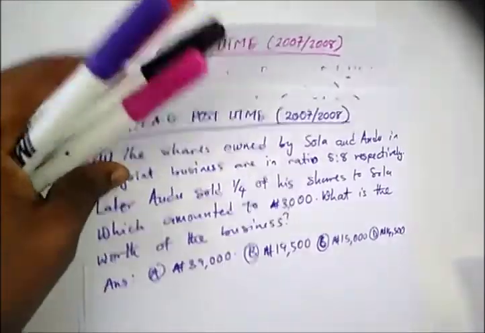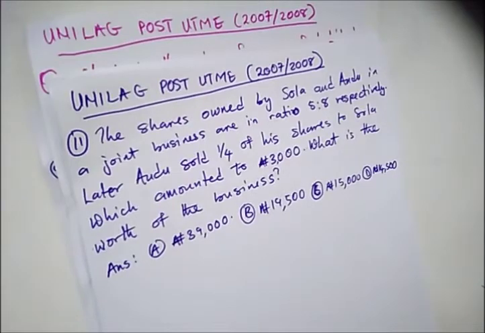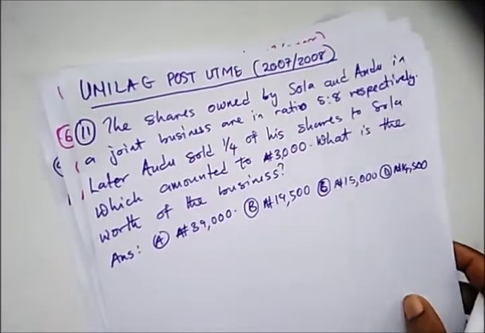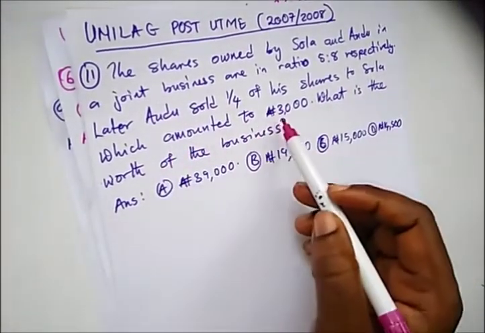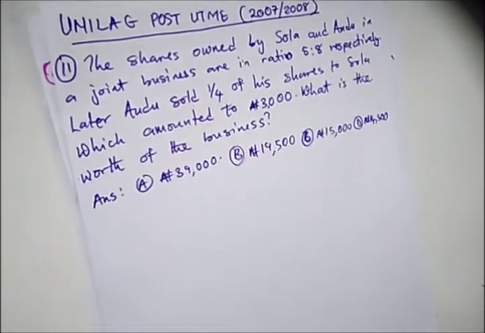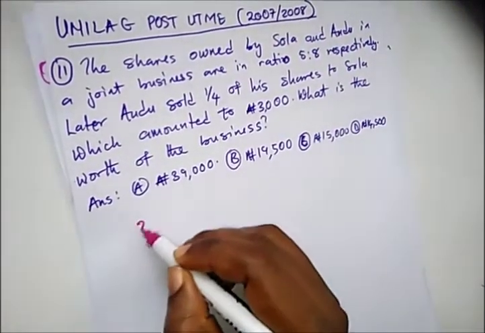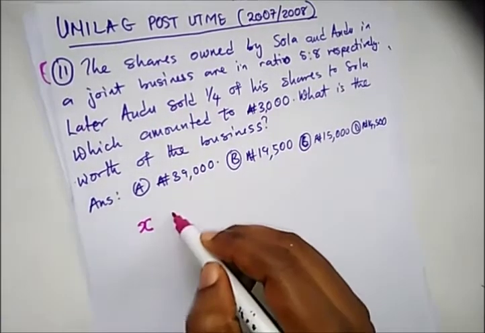Another question says the shares owned by Sola and Audu in a joint business are in the ratio 5:8 respectively. Later, Audu sold 1/4 of his shares to Sola, which amounted to 3,000. What is the worth of this business? This is a problem on ratios. So they are asking what is the total worth of the business, right? So let's say the total worth of the business is X.